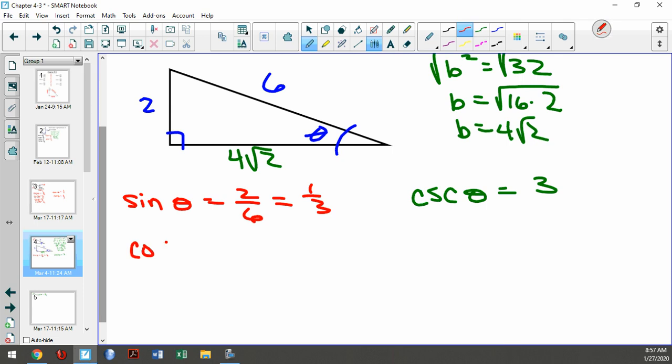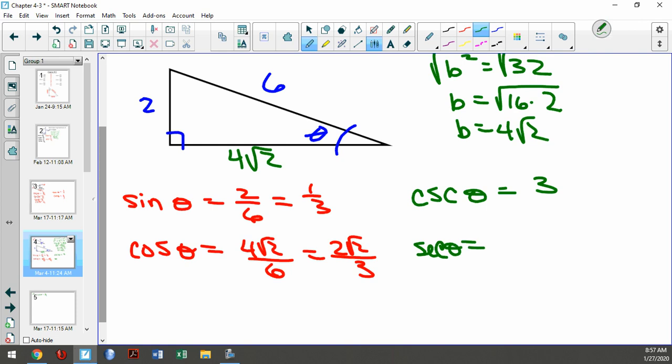Now, what is the cosine of theta? The cosine of theta is going to be adjacent over hypotenuse, which is going to be, and what does that reduce down to? 2 square roots of 2 over 3, which means the secant of this is going to be what? 3 over 2 square roots of 2. Do we like that? No, 3 square roots of 2 over 4.